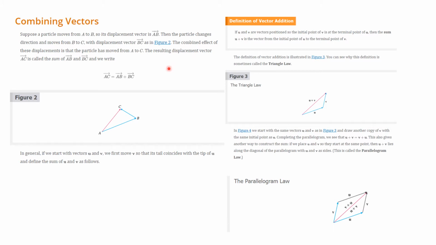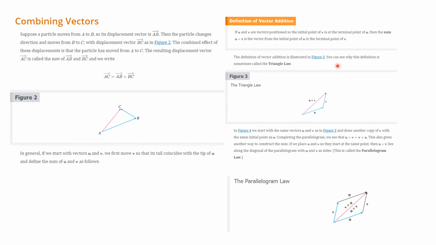Now we can combine vectors both graphically and algebraically. Here we're talking about graphically doing the vectors. So we can say that if we take vector AB and add it to BC, that is done by placing the terminal point of AB on top of the origin of BC, and then connecting the dots where they actually are at the end. So in general, if we start with vectors U and V, we move U so that its tail coincides with the tip of U and define the sum in that way. And this is the definition of vector addition, just as we had it.